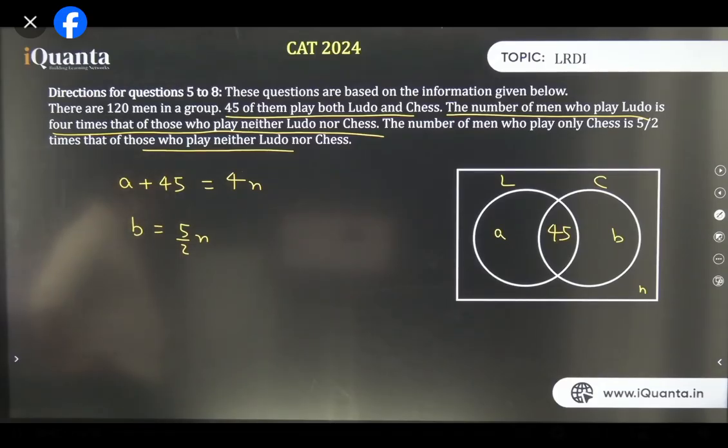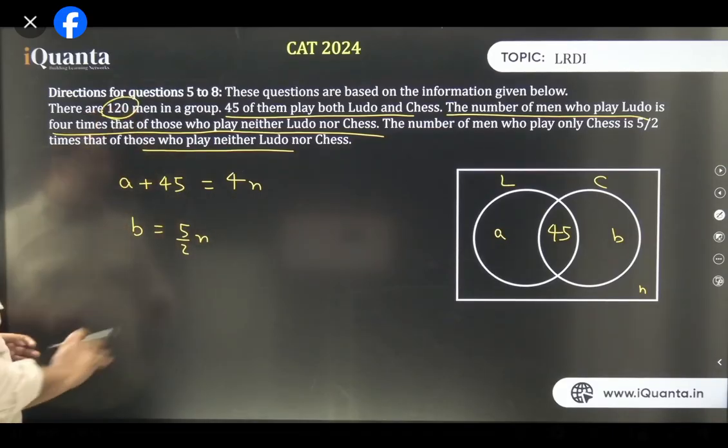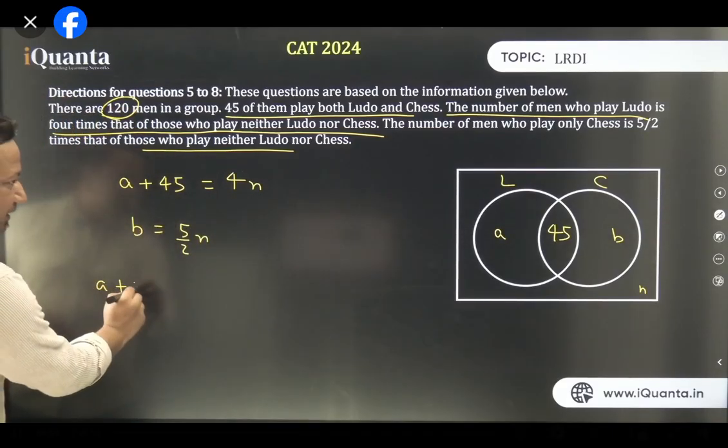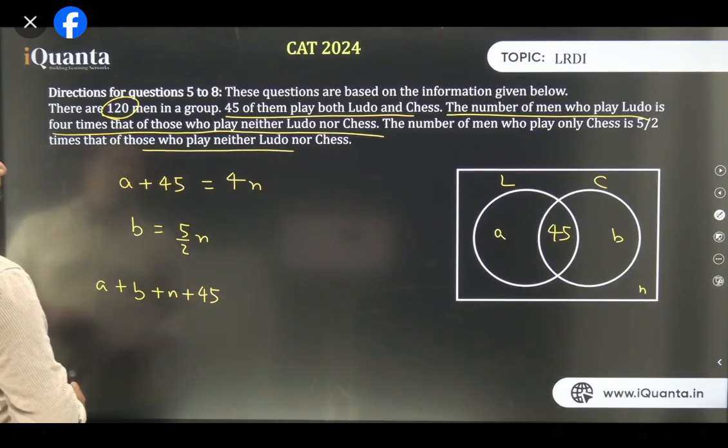निश्चित यही प्रॉब्लम यही होती है. दूसरे वाले में B था, ऊपर में A plus 45 भी था. Okay. Now what else do we have? We also have one information that total people are 120. So if I add all of it, that is A plus B plus N plus 45, this must be equal to 120.